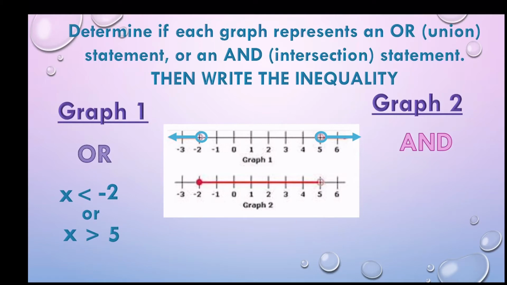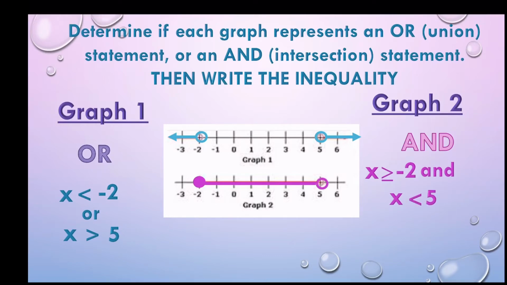Graph 2 is an and. Look how it's shading both things. So that means I have a closed circle at -2. So just first write this inequality for this one. So that's greater than or equal to. Then I would have an open circle at 5, so that's less than 5. What I do is I write both. What this is saying, x is greater than or equal to -2, and x is less than 5.